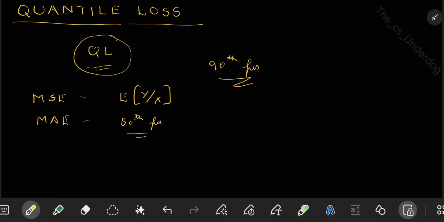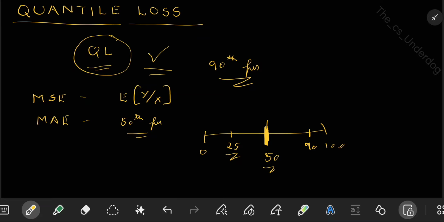But sometimes we don't want to just find the central point. Instead, we may want to find the 90th percentile. If this is from 0 to 100, we may want to find the 90th percentile, or let us say the 25th percentile, instead of finding the median, which is the 50th percentile. In such situations, you go for quantile loss as your loss function.